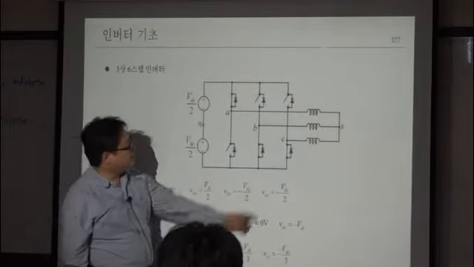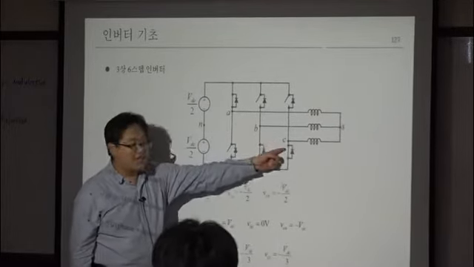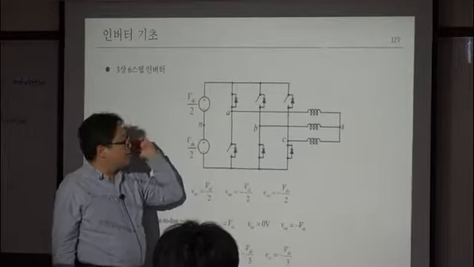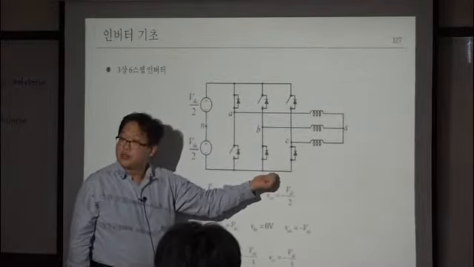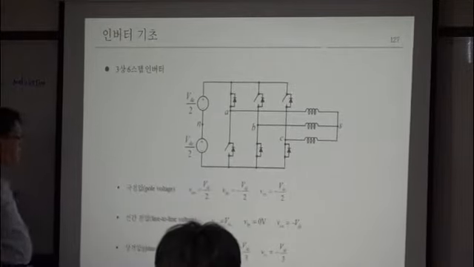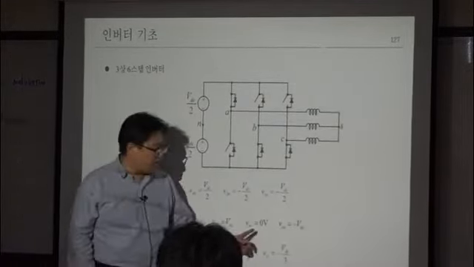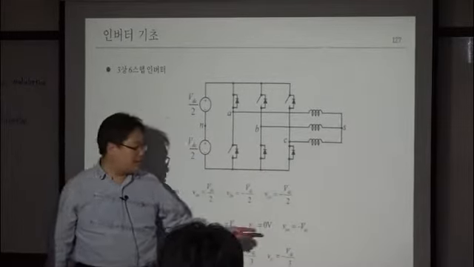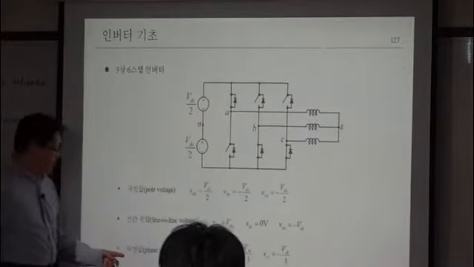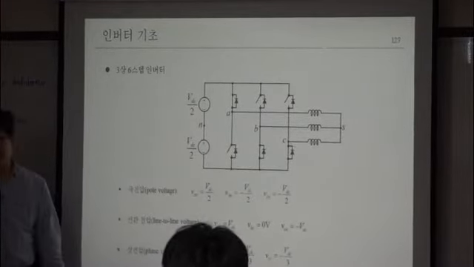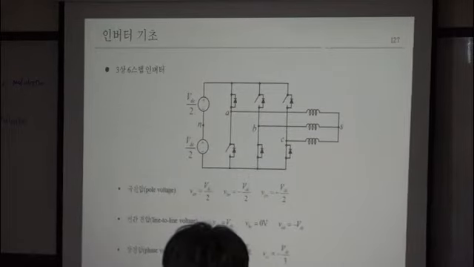If you look at VCA, then the voltage is what? Minus VDC, right? And what about VB and VC? That is 0 volt, right? So, in terms of line-to-line voltage, you may have three voltages: VDC, minus VDC, and 0 volt. And what about phase voltage?